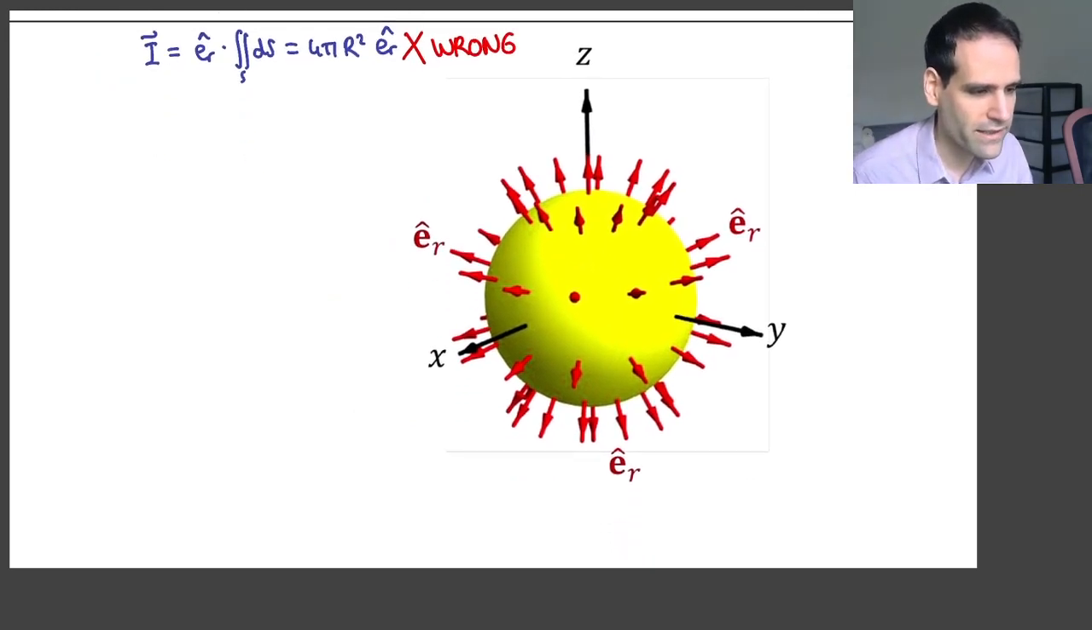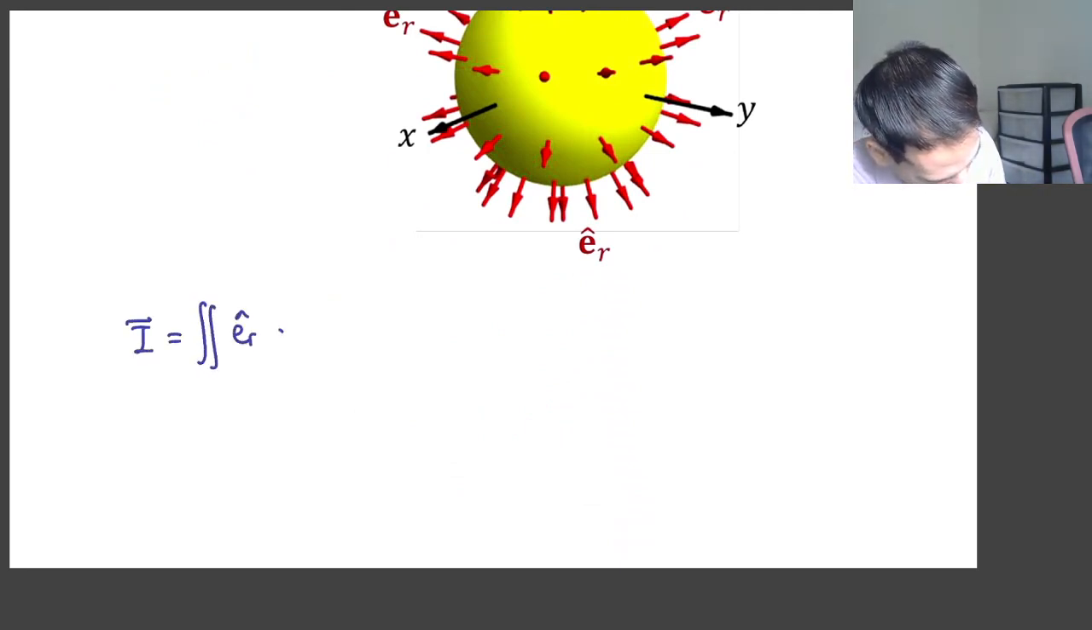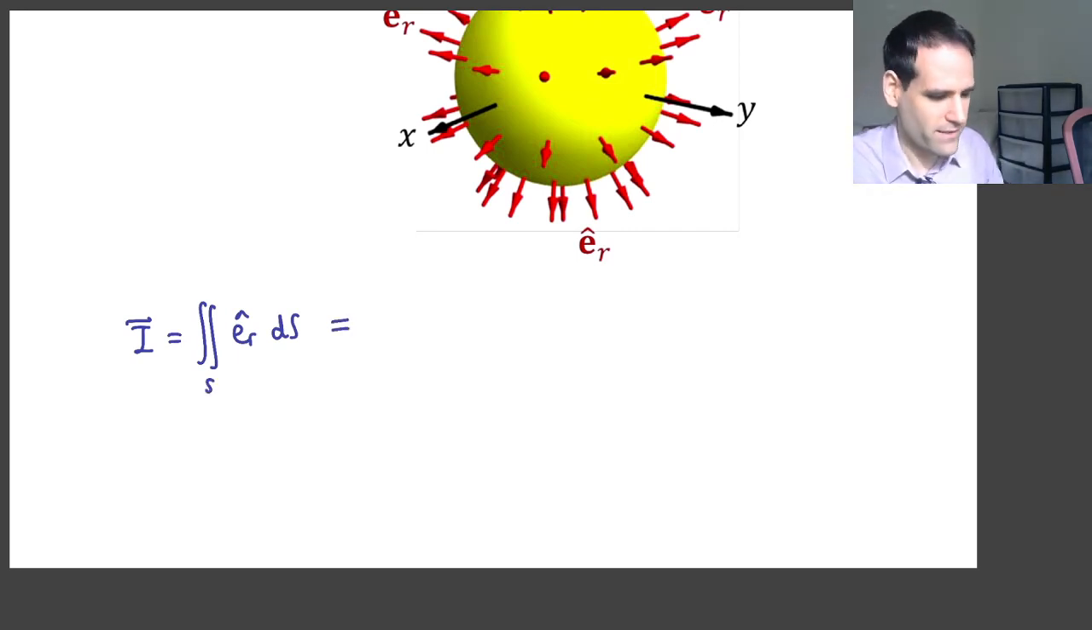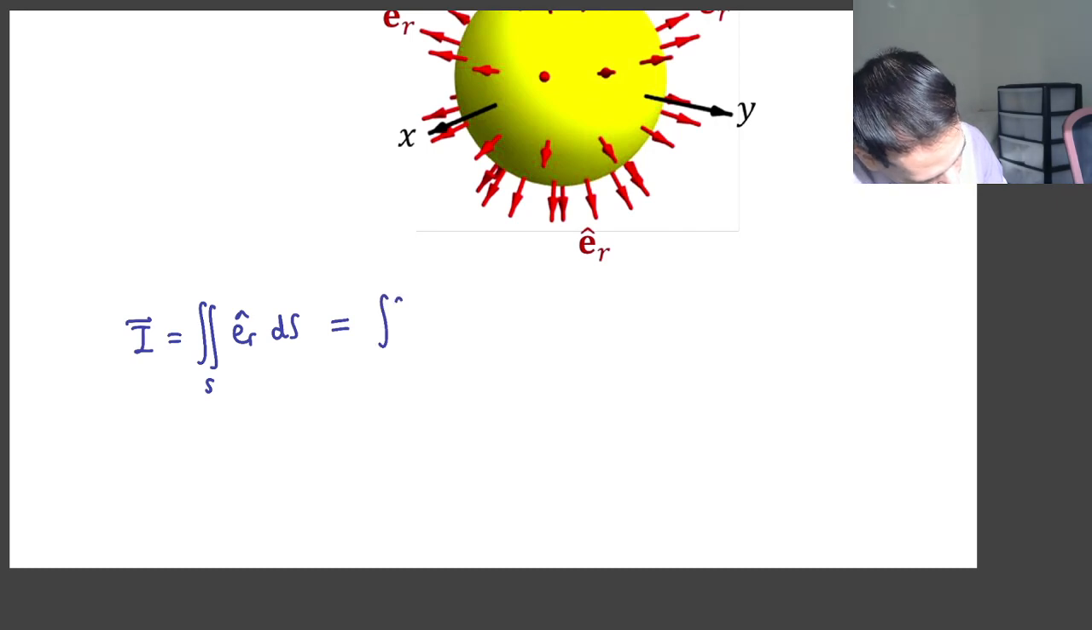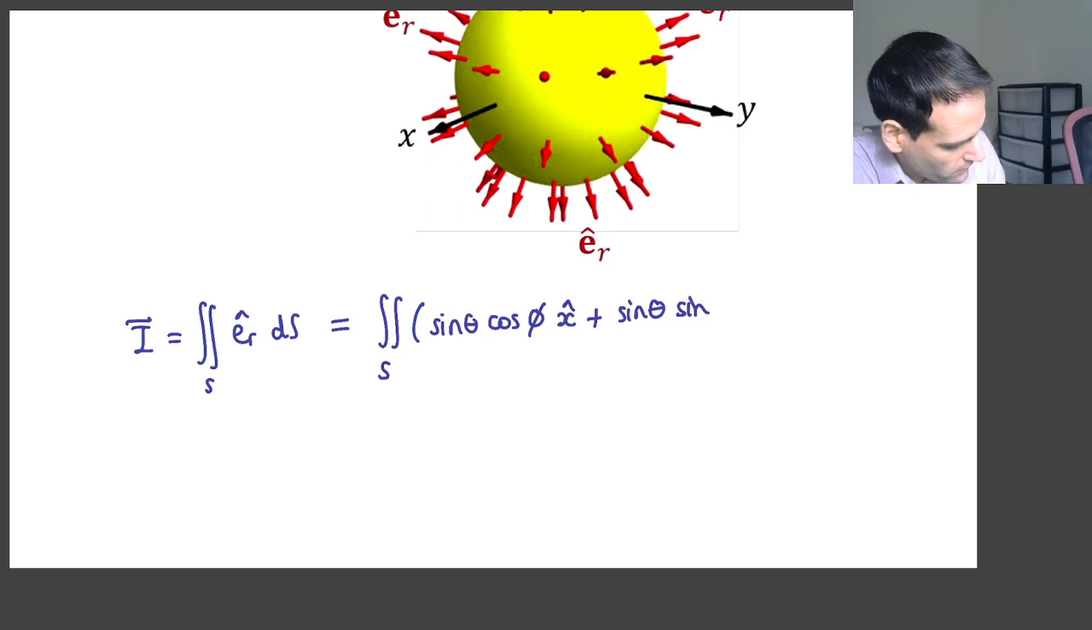And indeed you do get 0 if you split it into components. So the integral of e_r hat dS. If you split e_r hat into the xyz basis, and you can look that up in the table for coordinates that I give you in the exam, so e_r hat is written as sine theta cos phi times x hat plus sine theta sine phi times y hat plus cos theta times z hat, dS.